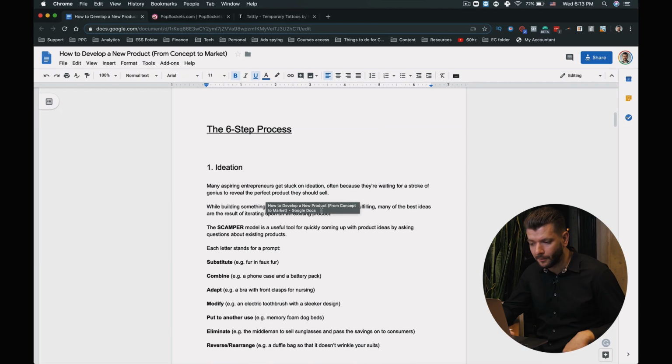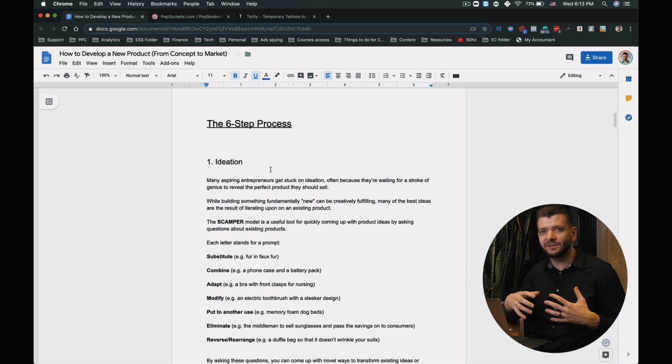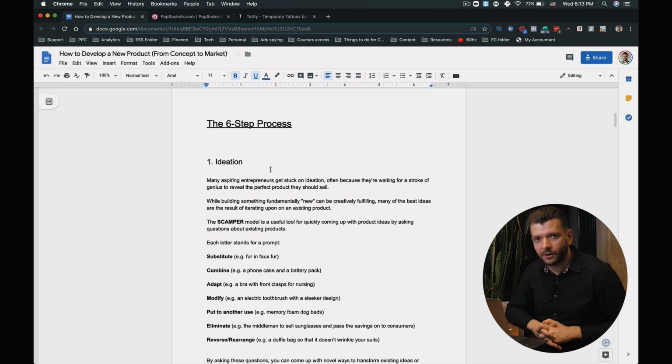Now, there's a specific 6-step process that you can follow, and it starts with ideation, right? Basically with an idea. And the easiest way to develop a new product is not to develop a new product from scratch that you don't have a proof of concept for. The easiest way is to take something that's already working and just improve based on that.